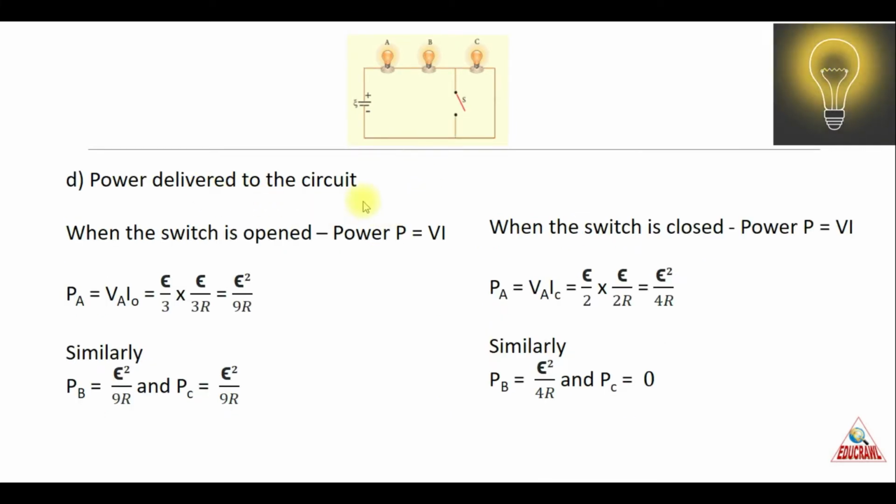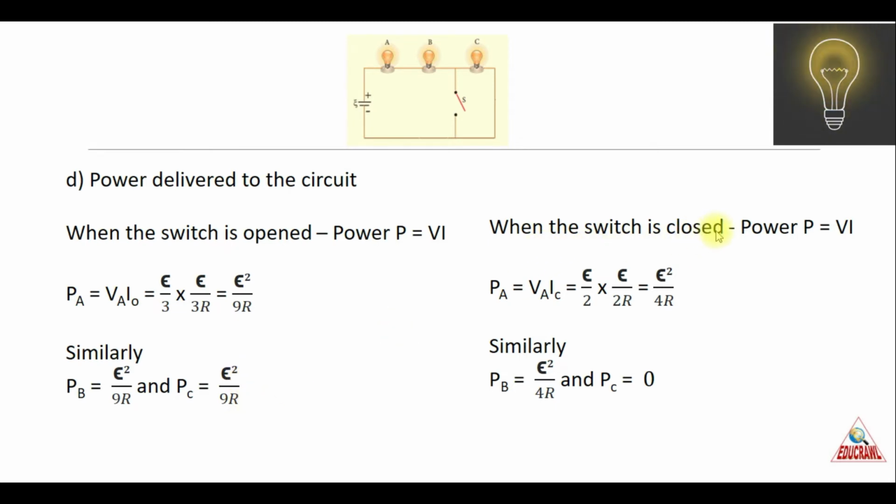Next, the power delivered to the circuit. We know the expression of power as P is equal to V into I. The voltage value and current value when the switch is open, we have just now found. So substituting those values we get PA is equal to epsilon by 3 into epsilon by 3R, which is equal to epsilon square by 9R. Similarly, the power across the bulb B and across the bulb C will be the same, which is equal to epsilon square by 9R.